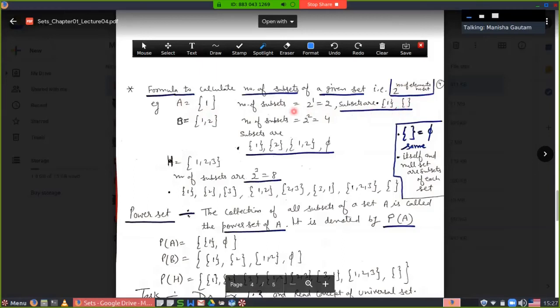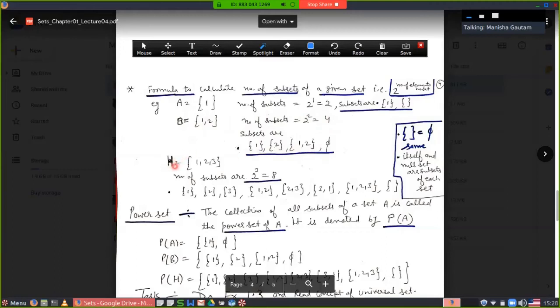Now in the second case, suppose a set has elements 1 and 2. 2 elements are there. So the number of subsets will be 2 to the power number of elements. Number of elements is 2. Put here 2. 2 squared is 4. It means the number of subsets will be 4. What are the subsets? 1, 2, both 1, 2 itself, and the empty set. 4 subsets are there.